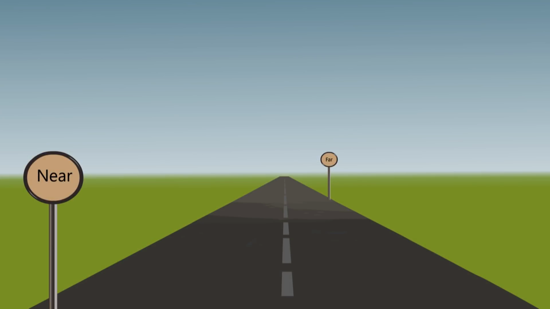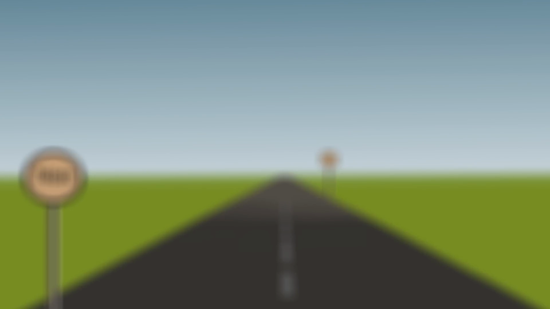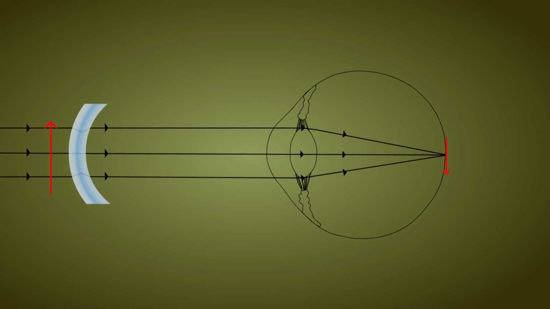At times, both nearby and distant objects cannot be seen clearly, and this can be corrected using bifocal lens. The upper part is concave, correcting distant vision, and the lower part is convex, correcting near vision.